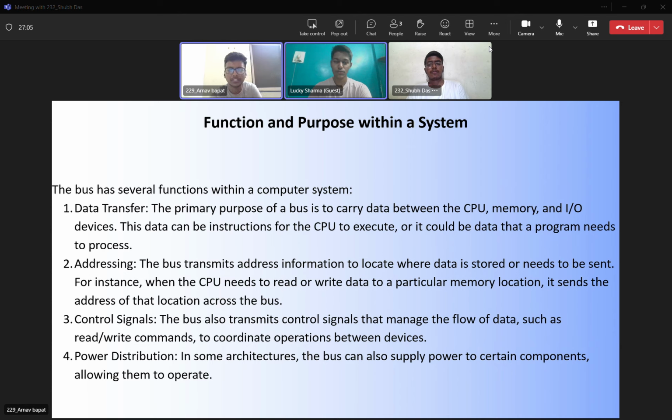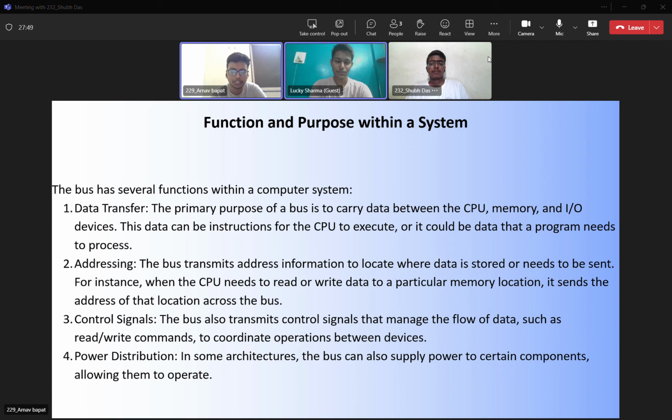Third is control signals. The bus transmits control signals that coordinate and manage the flow of data across the system. These signals include read and write commands, as well as the control information necessary for synchronizing the actions of various components. Control signals are crucial for maintaining and organizing the flow of operations, allowing the CPU to control devices to either send or receive data. This coordination ensures that the different components' operations occur in an orderly manner.